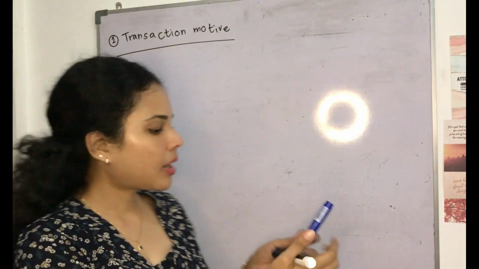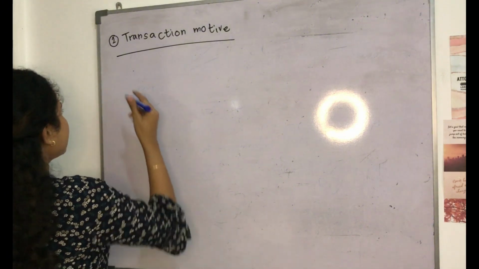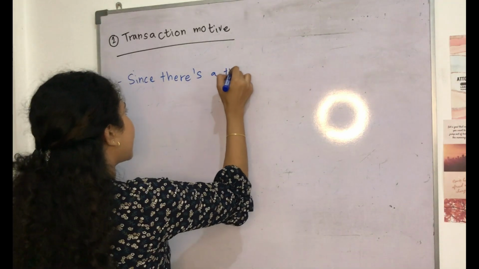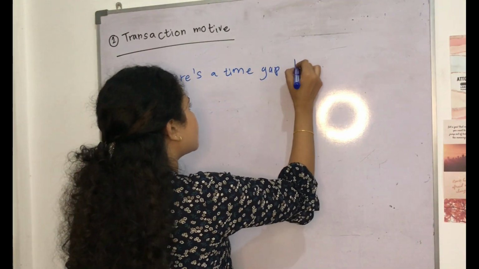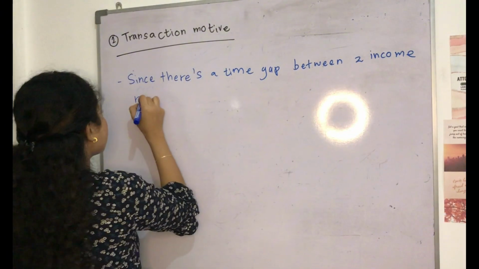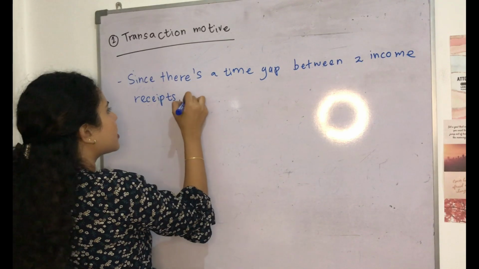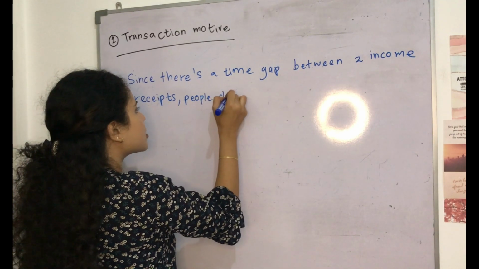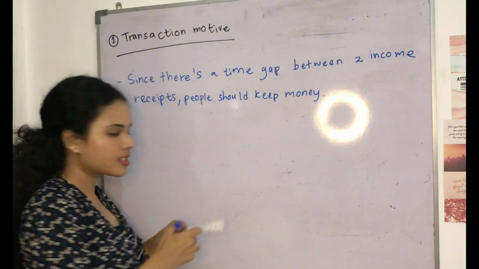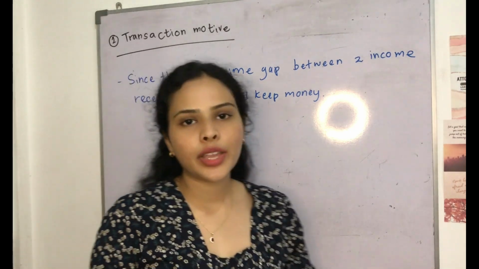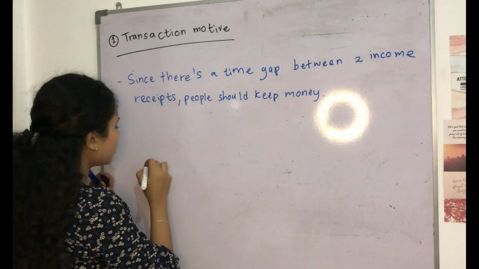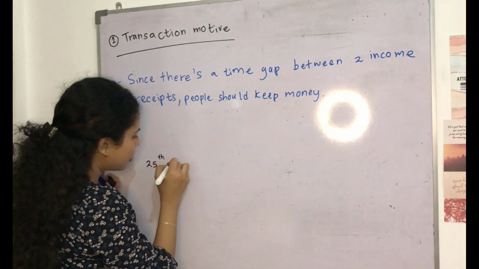Another point regarding money demand on transaction motive is that since there's a time gap between two income receipts, people should keep money. What does this mean? Since there's a time gap between two income receipts, think about a person receiving a monthly salary on the 25th of July.